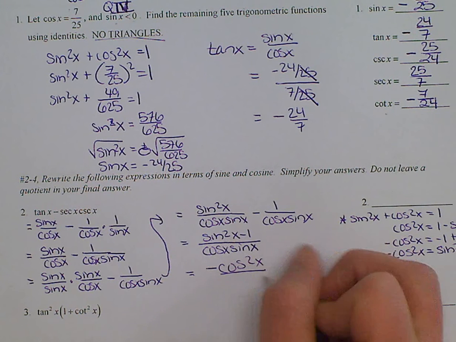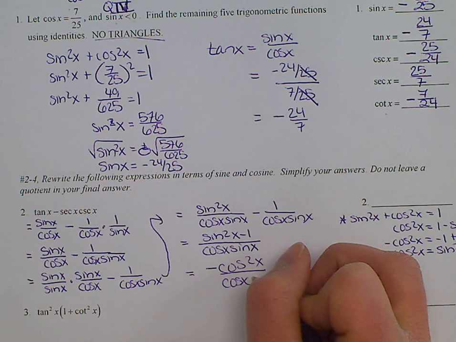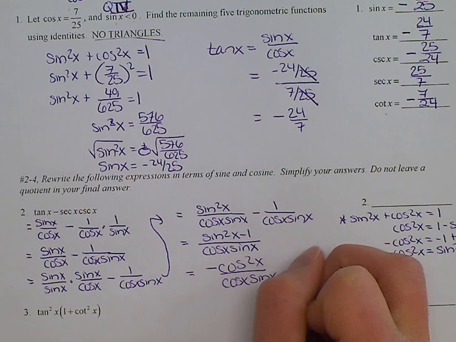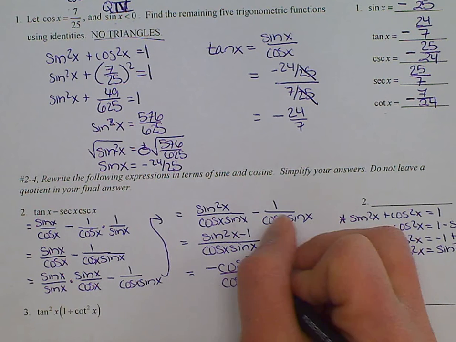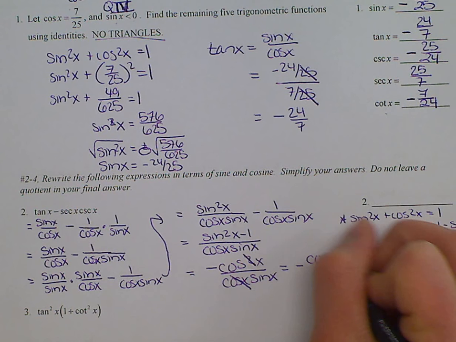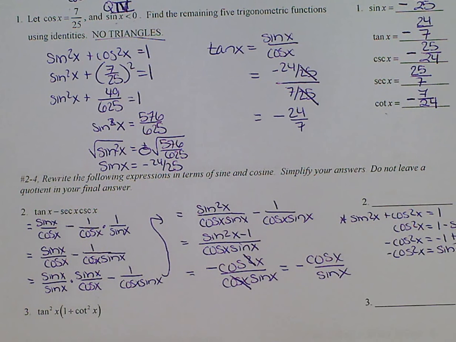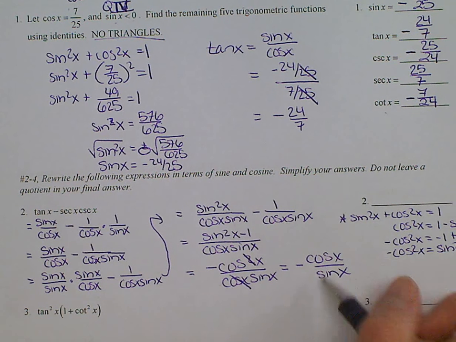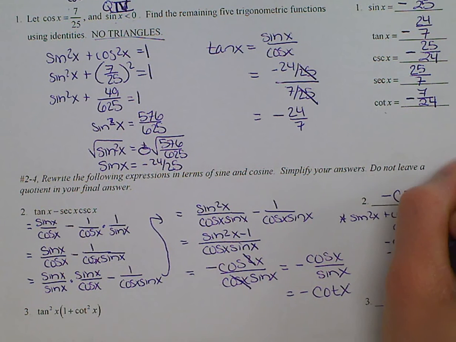And then we have over the cosine times the sine. Now all of this is multiplication in our denominator, which allows us to cancel. Then we're left with in our numerator a negative cosine of x, and in our denominator a negative sine of x. The cosine over the sine we know is our cotangent. So we end up with a negative cotangent of x.